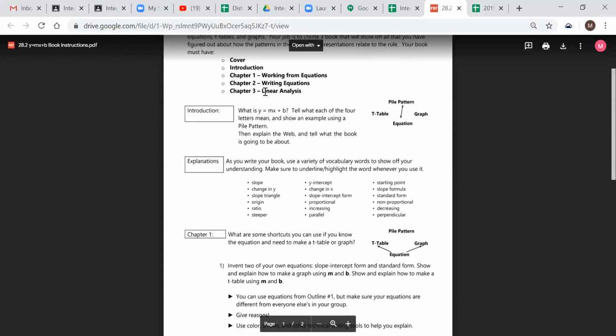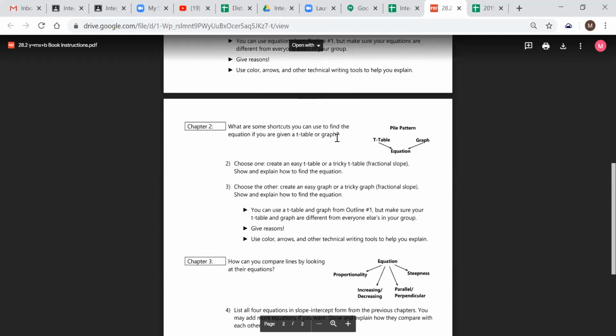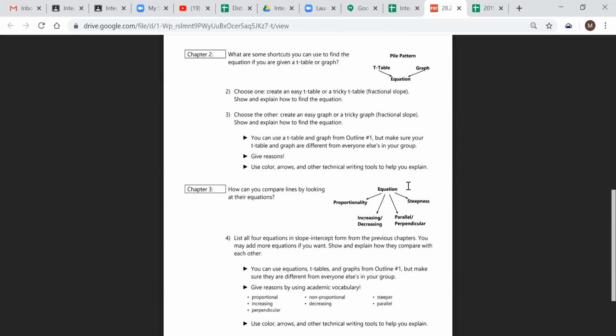And this week, we're going to look at linear analysis, which is when we look at all our equations, and determine whether they are proportional or non-proportional, increasing or decreasing, parallel or perpendicular, and how steep they are compared to one another.